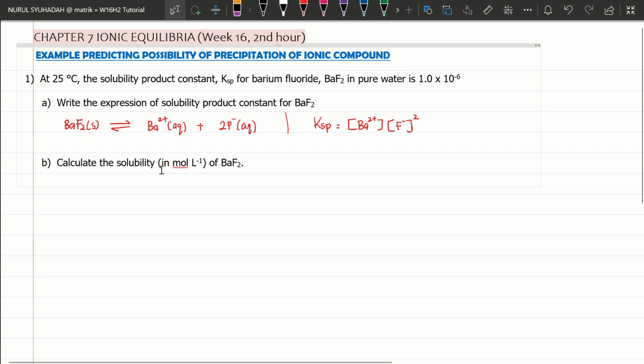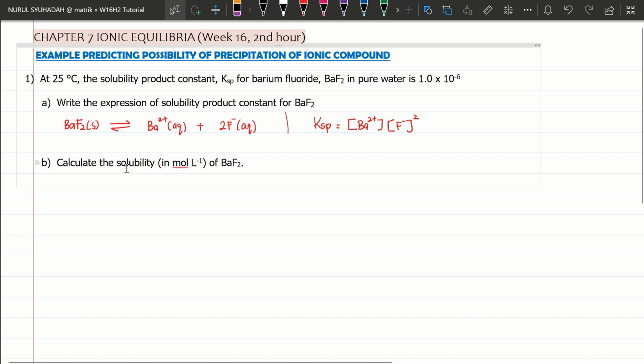Soalan kata solubility. Yang awak faham, solubility adalah gram per liter. But here, dia nak solubility tapi dia letak dalam kurungan mole per liter. Okay, which is actually yang awak faham adalah molar solubility. So, tolong jangan derhaka cakap, cikgu soalan ni salah ni. Solubility gram per liter. No.